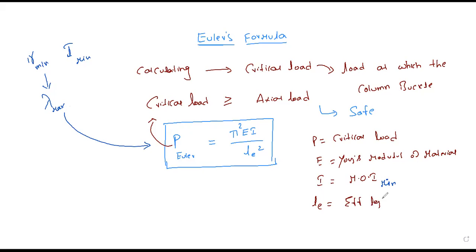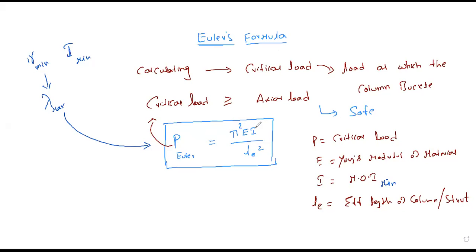Effective length of column or strut. Okay, so these are the parameters of Euler's formula, in which a column of the given length, cross section and material will have different values of buckling load for different end conditions. As we know, the buckling load will vary based on the effective length of the member.